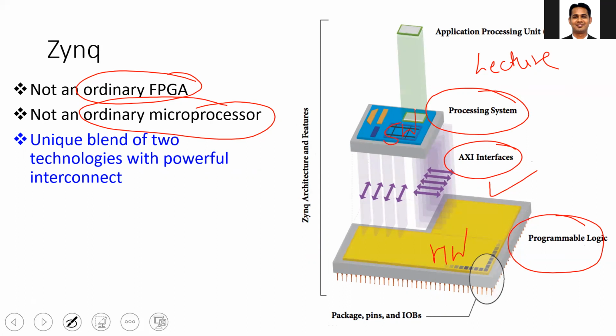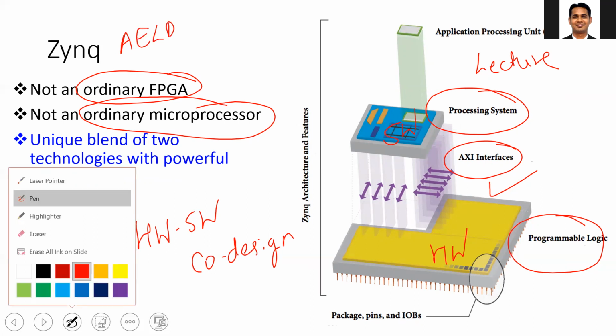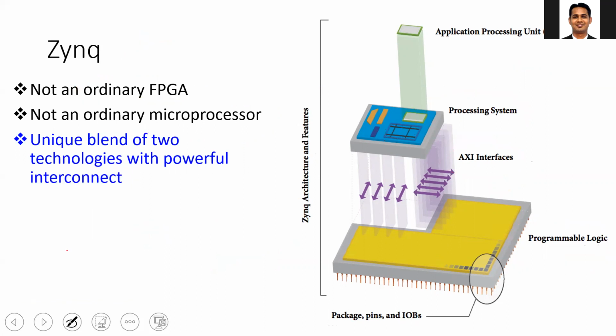So your algorithm is divided into software as well as hardware, and this is also called hardware-software co-design. So what are the unique features of hardware-software co-design? How can you efficiently implement the algorithms on hardware-software co-design? You will be briefly introduced to this during the lectures. And if you want to know more about this, you can take the advanced level course, which is the AELD, Advanced Embedded Logic Design.